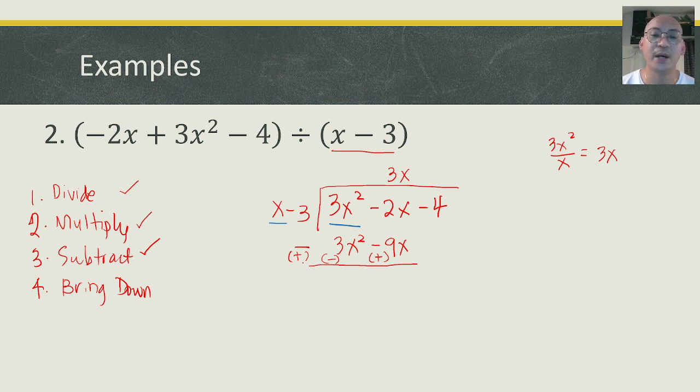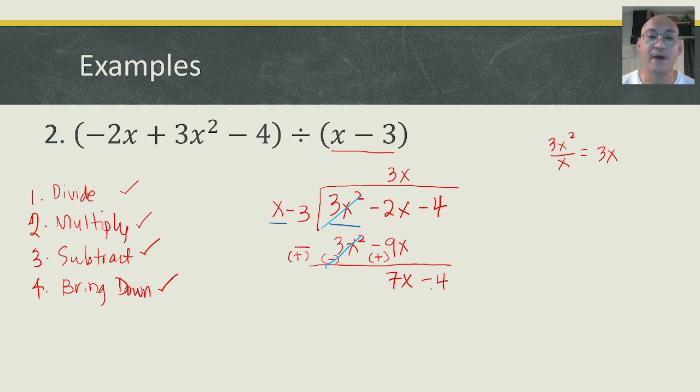So 3x squared plus negative 3x, that would be now cancelled out, or 0. Then we have negative 2x plus 9x, that will give us 7x. Then the last step is to bring down. So bring down negative 4. And then after doing these steps, we're going to repeat the process.